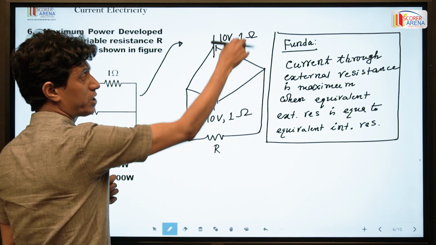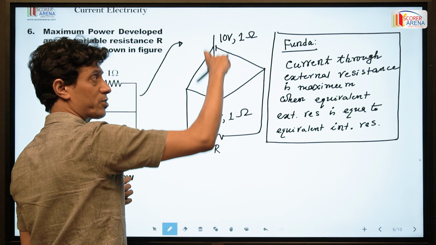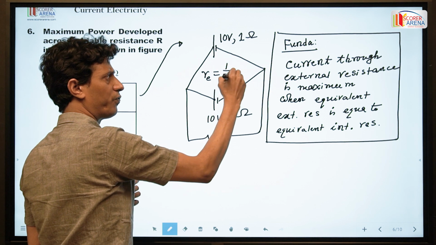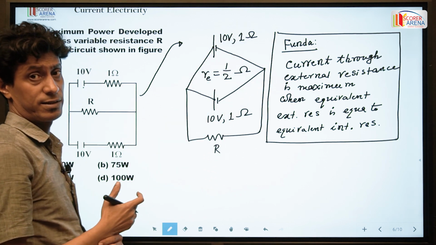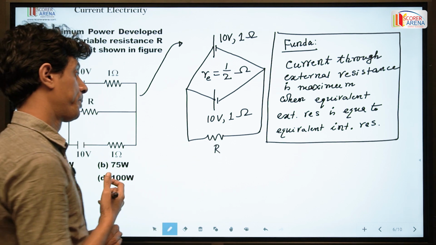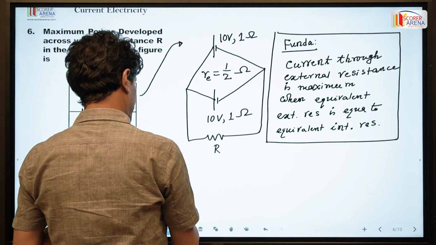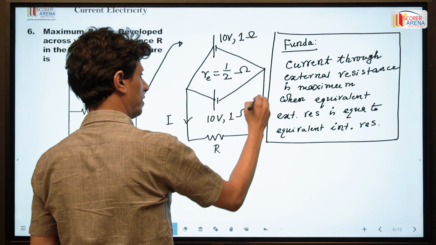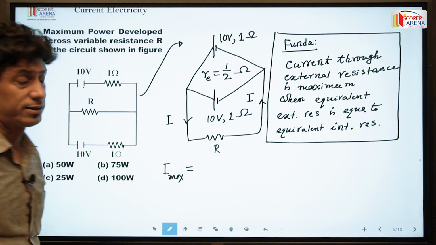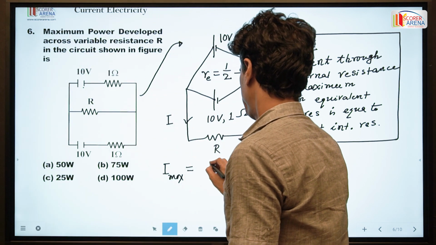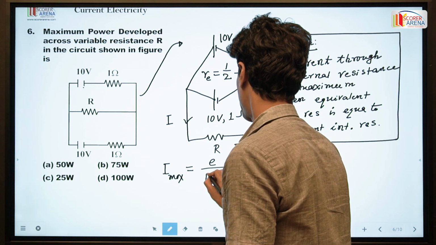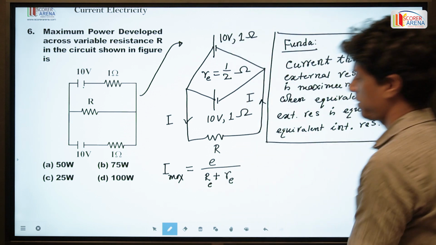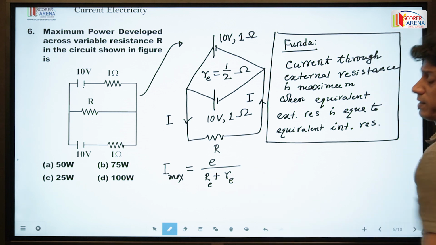Here, the two internal resistances are connected in parallel. Therefore, the equivalent internal resistance is half ohm, and the external resistance is R. And the maximum current through this circuit, that is through the external resistance, is EMF E divided by the equivalent external resistance plus the equivalent internal resistance.